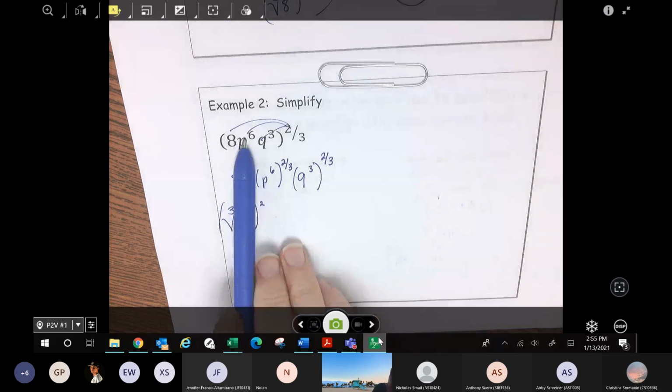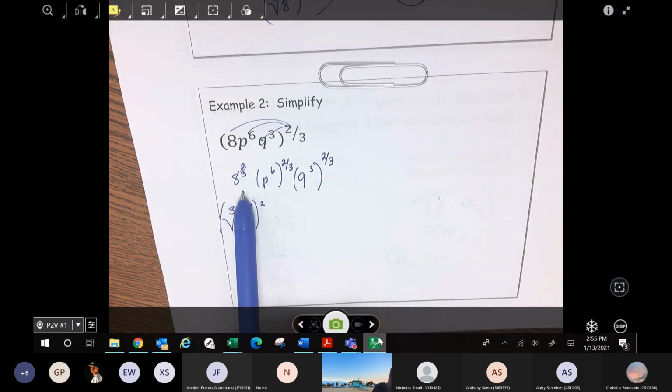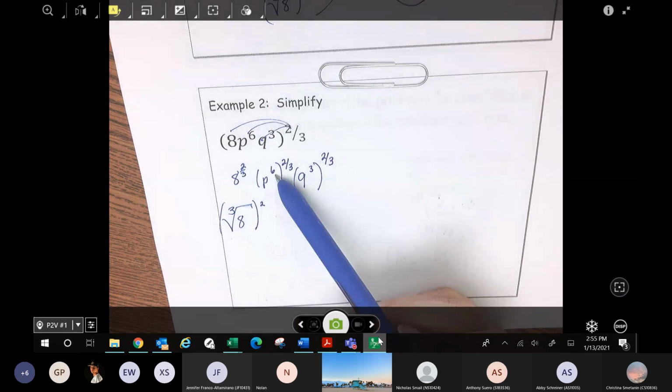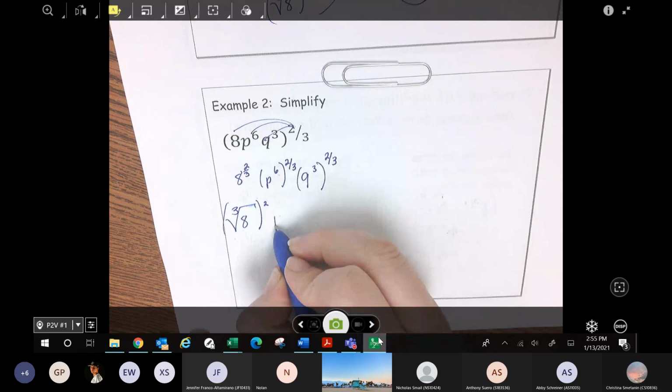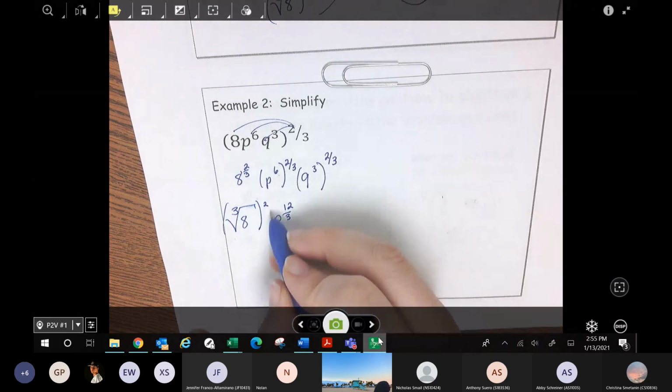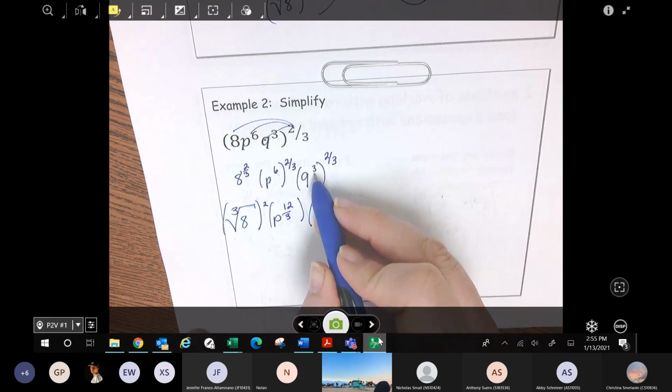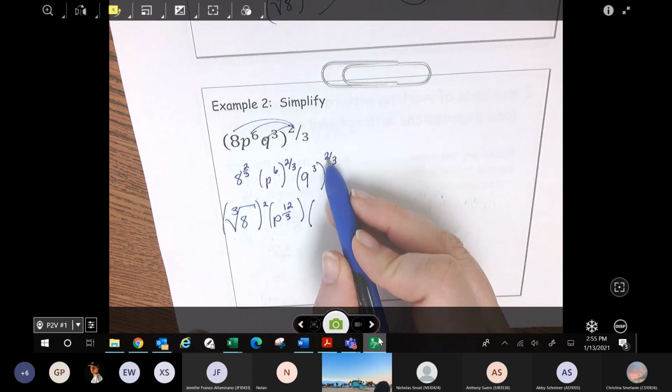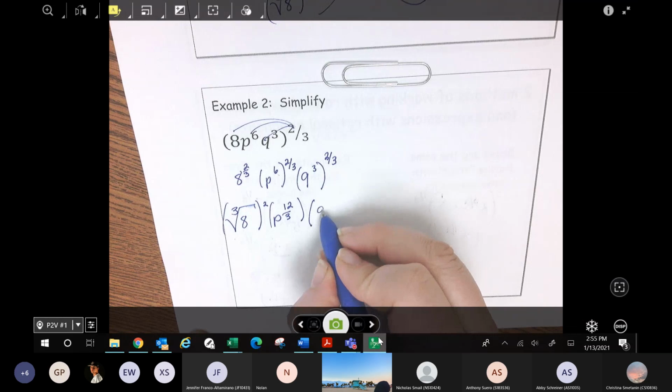So we are on example 2 here. 8 to the 2/3 in radical form. 3 is your root, 2 is your power. So that is the cubed root of 8 squared. Now p to the 6th raised to the 2/3 power, you're going to multiply it. 6 times 2 is 12. So that's going to be 12 over 3. We can reduce that later. And then here we're going to multiply those. 3 times 2 is 6. So that's 6 over 3.